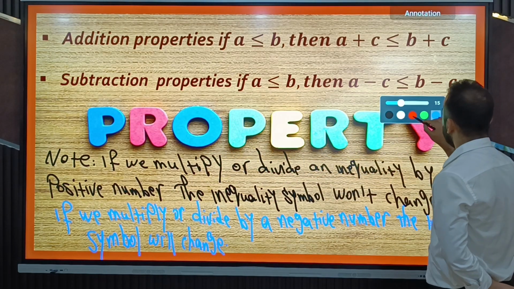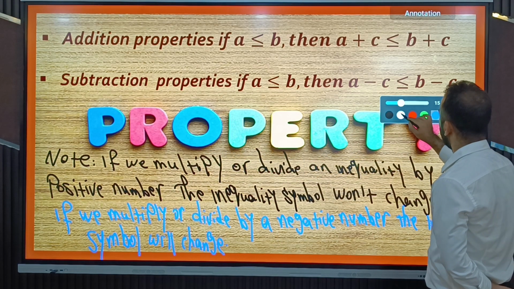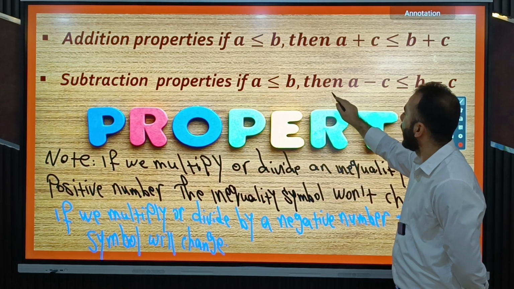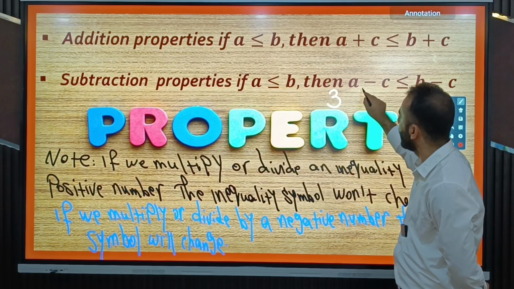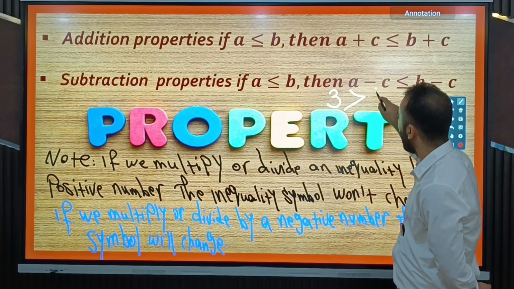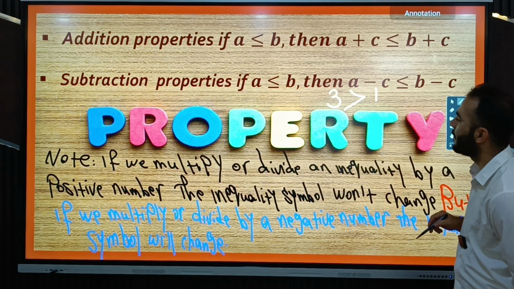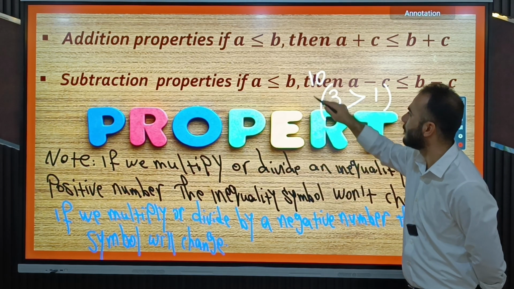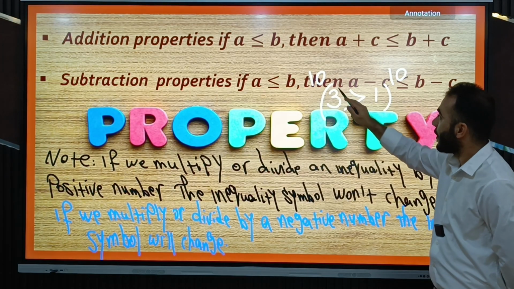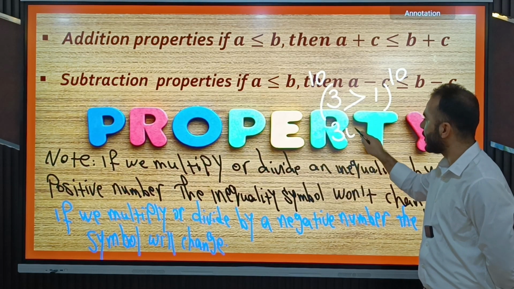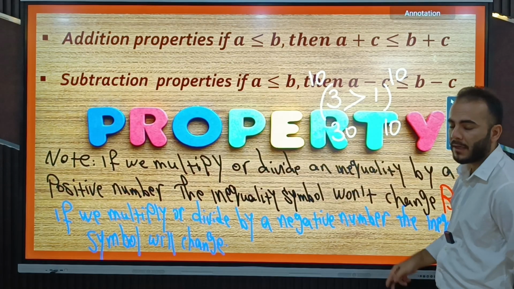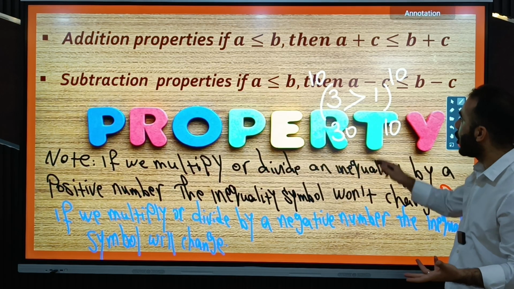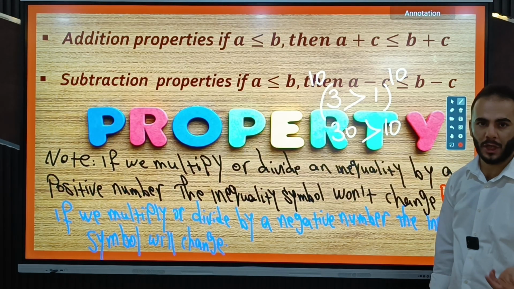Imagine, let's just give it as an, okay, white. I hope that white is clear to understand, to see. Let's say 3 is greater than 1. Okay, 3 is greater than 1. If we multiply this inequality by positive 10, from both sides, 3 times 10, 30. 1 times 10, 10. Since we multiplied by a positive number, the inequality symbol doesn't change.